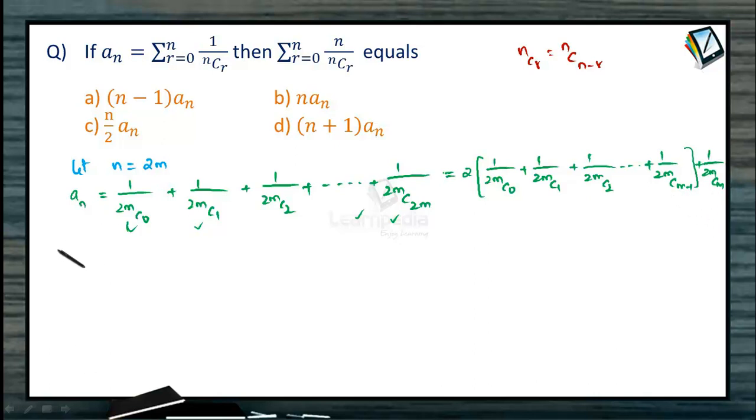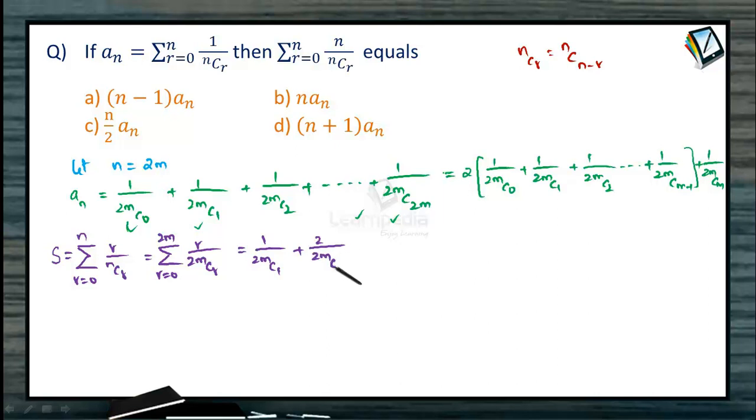Now let us consider the value of the sum required. That is S is sigma r equal to 0 to n of r by nCr. Now how will the terms look when we expand this in terms of m? As we have taken n to be 2m, this is from r equal to 0 to 2m of r by 2mCr, and let's identify how the terms are. This is 1 by 2mC1 plus 2 by 2mC2 plus 3 by 2mC3 so on up to 2m by 2mC2m. The first term becomes 0 for r equal to 0 here, right?